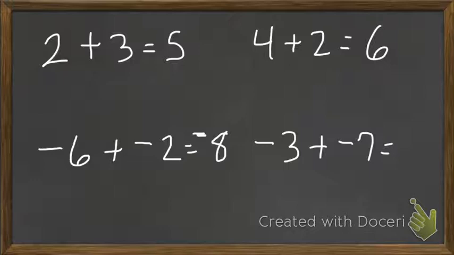Same thing with negative 3 plus negative 7. 3 plus 7 is 10. And since they're both negative numbers, we're going to keep the sign and make it a negative 10. So 2 plus 3 equals 5. 4 plus 2 equals 6. Negative 6 plus negative 2 equals negative 8. And negative 3 plus negative 7 is negative 10. Again, if they're the same sign, we just add them and keep the sign.